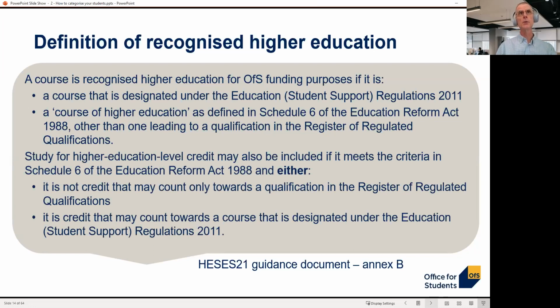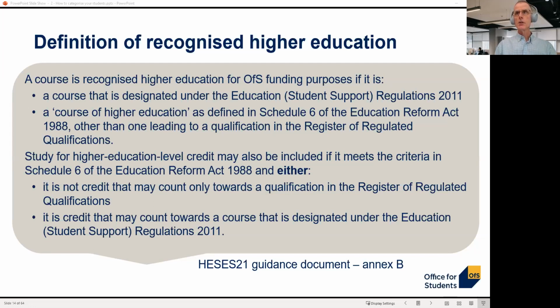Apologies to those that rely on the audio, but this is rather dense and complicated language, which is in the HESES guidance in Annex B, and I suggest that you go and look at this. But the text here is important because it's here to emphasize that there is a specific list of what qualifications are included in the HESES population, and that it's defined by reference to legislation. Both these pieces reference the Education Student Support Regulations of 2011 and the Education Reform Act of 1988. So that's the link to the legislation.